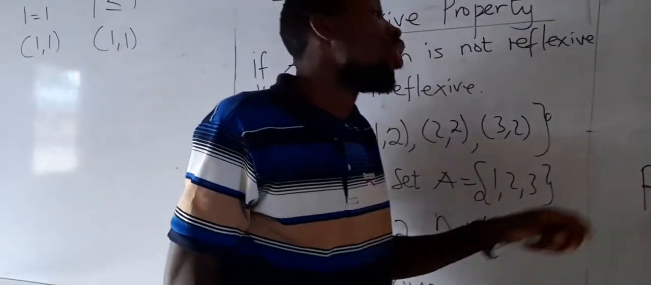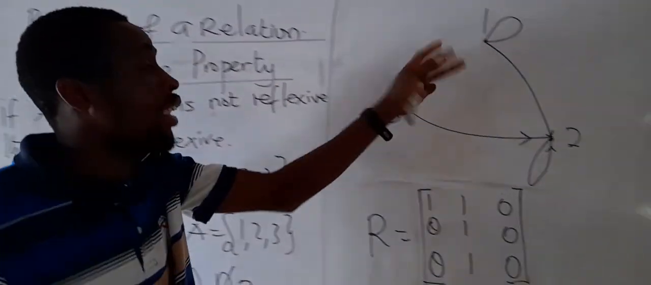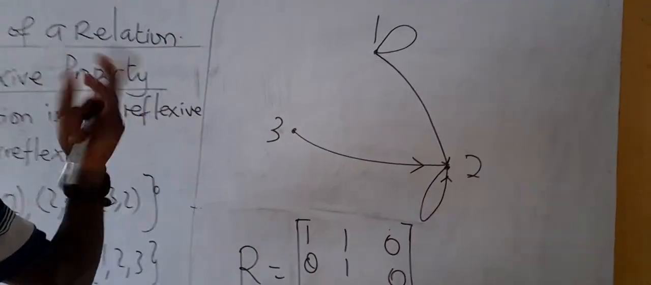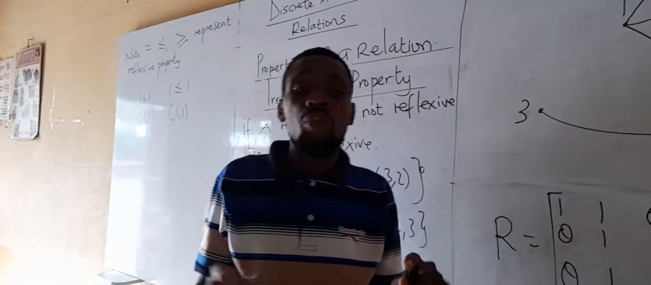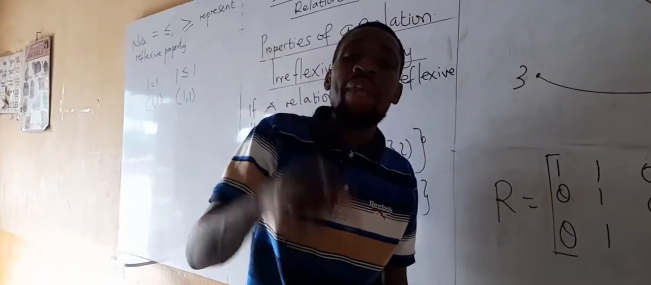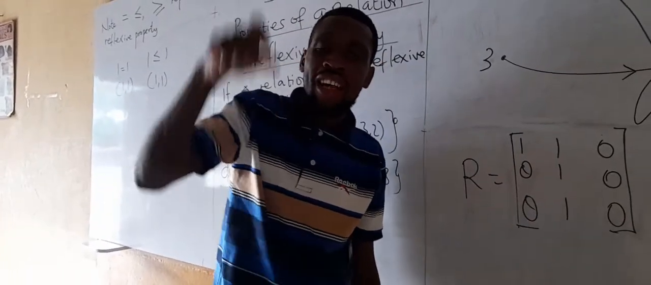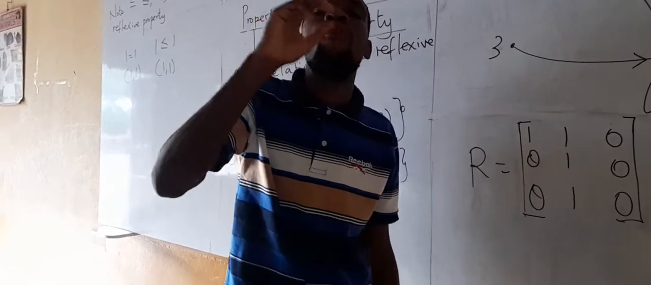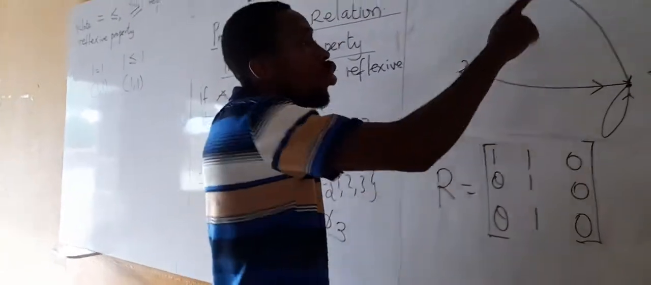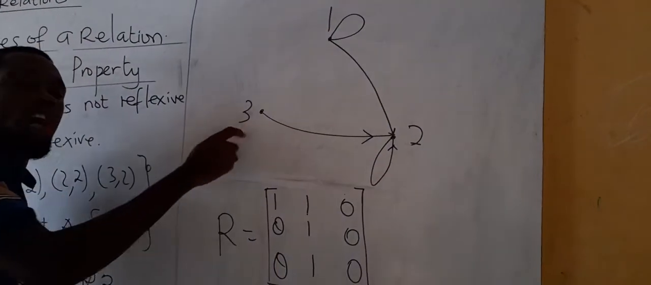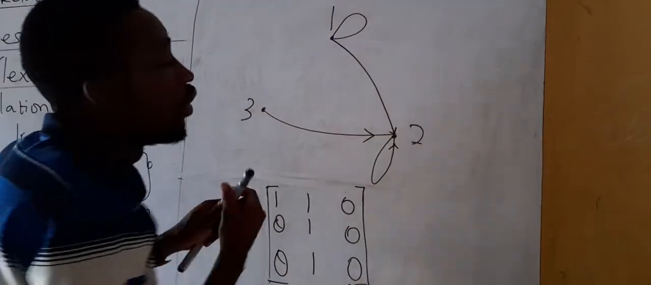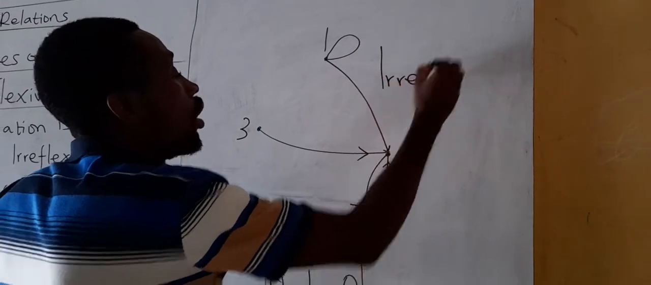Now remember how to determine if a directed graph has a reflexive property or not. We said a directed graph has a reflexive property if all the elements in the set of the directed graph have a self loop. So let's check. 1 has a self loop. 2 has a self loop. But look at 3. 3 does not have a self loop. So this graph is irreflexive.